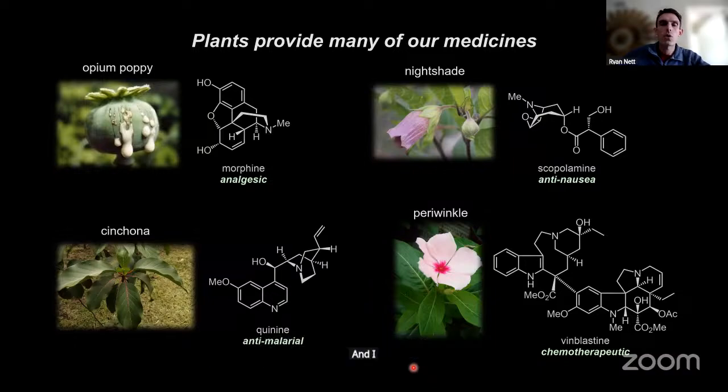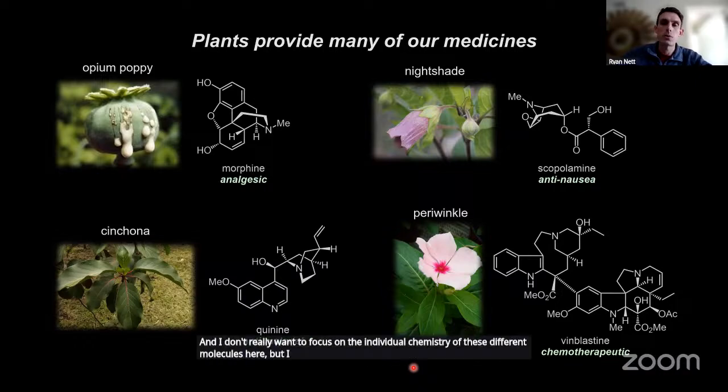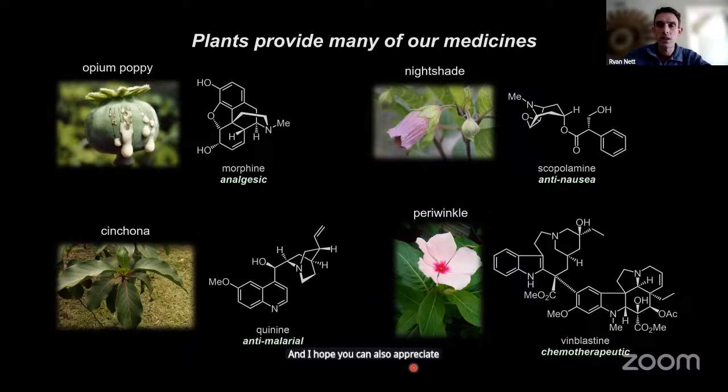And I don't really want to focus on the individual chemistry of these different molecules here, but I hope what you can appreciate is that these molecules have a really wide range of different structures. There's a lot of chemical diversity in the plant kingdom. It's estimated that there might be millions of unique molecules produced in plants. And I hope you can also appreciate that these molecules are very complex.